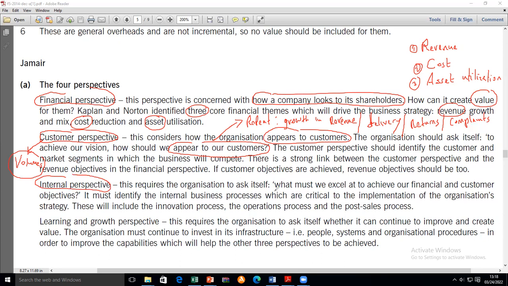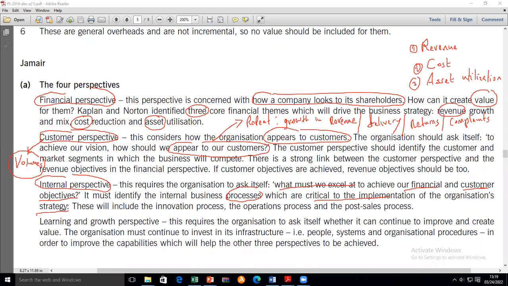This requires the organization to ask itself, what must we excel at to achieve our financial and customer objectives? It must identify the internal business processes which are critical to implementation of the organization strategy. So what are these? These include the innovation process, the operations process, and the post-sales process.